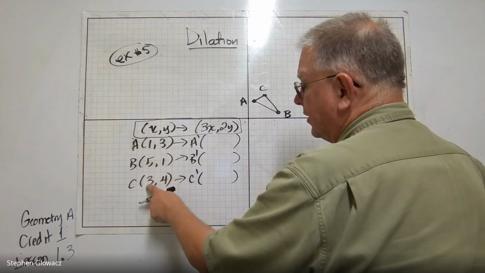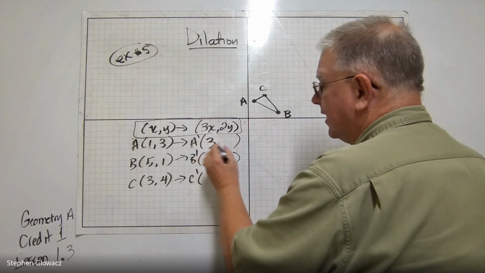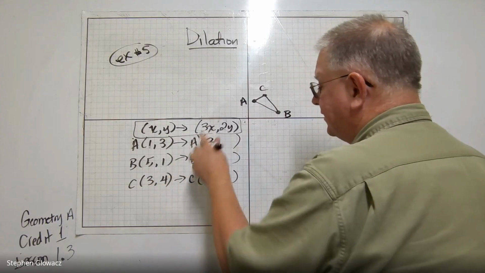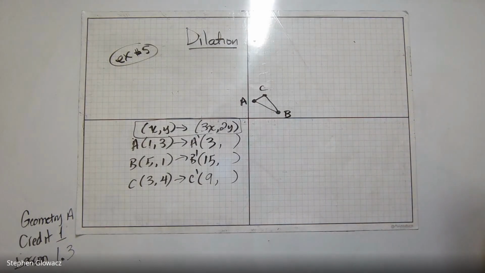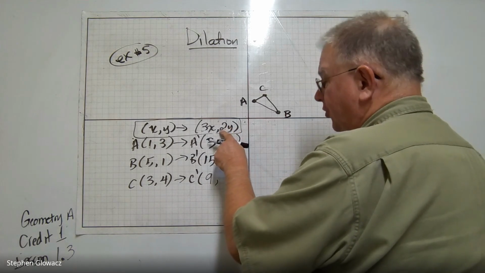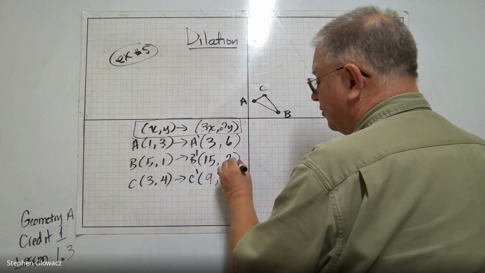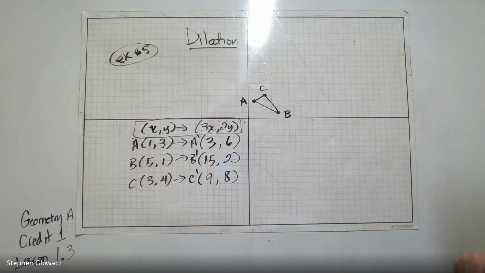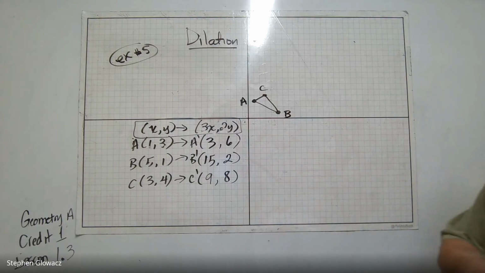So each x coordinate, we're going to multiply by 3. So 1 times 3 is 3. 5 times 3 is 15. And finally, 3 times 3 is 9. And so those are going to be the x coordinates. The y coordinates, different rule, we're multiplying by 2. So 3 times 2 is 6. 1 times 2 is 2. 4 times 2 is 8. And so those will be the coordinates of our image, (3, 6), (15, 2), (9, 8). So let's go ahead and plot those.